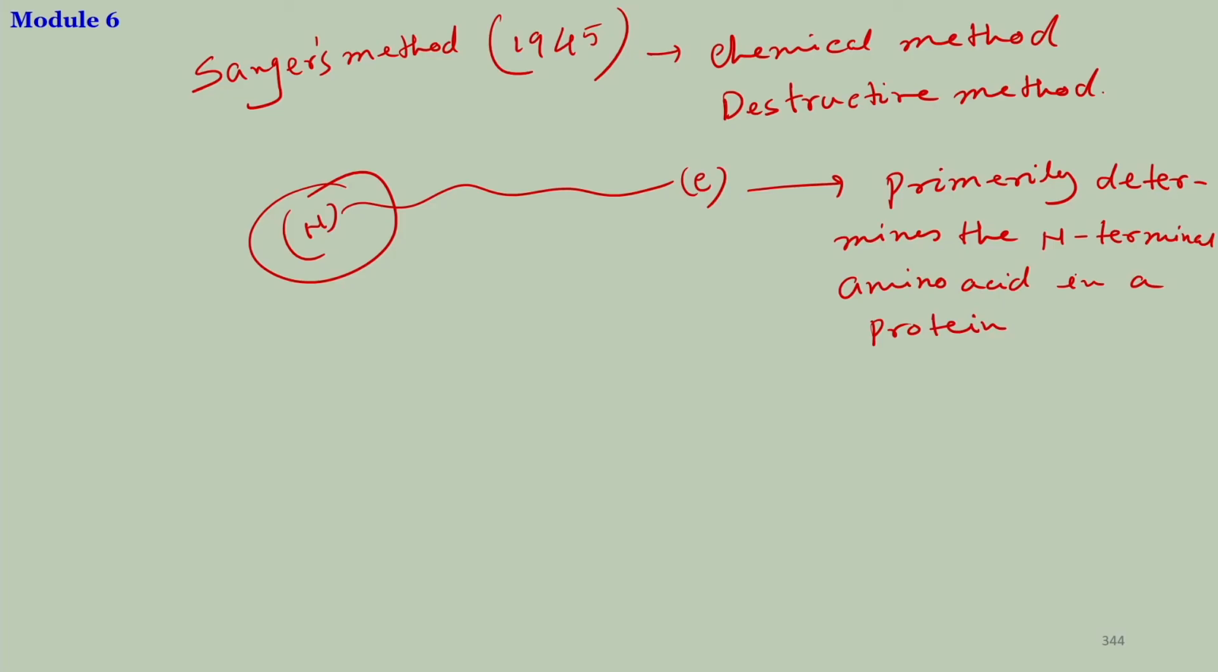This was the first attempt made towards knowing the sequence of a protein. But, of course, at the beginning it was only for understanding the N-terminal of the protein. As I have said, it is a chemical technique. What he has used is a chemical molecule, this molecule.